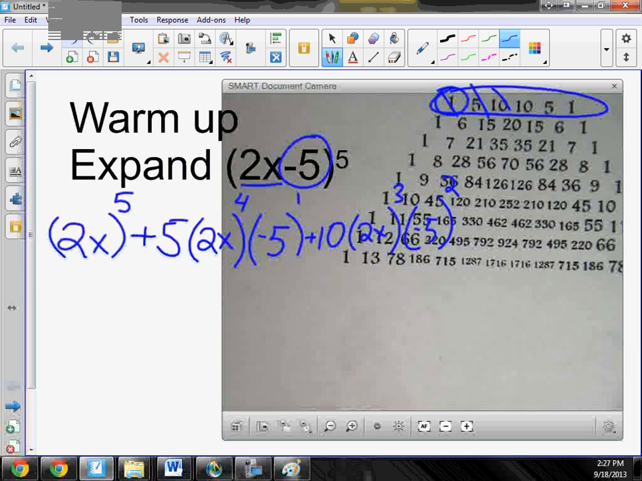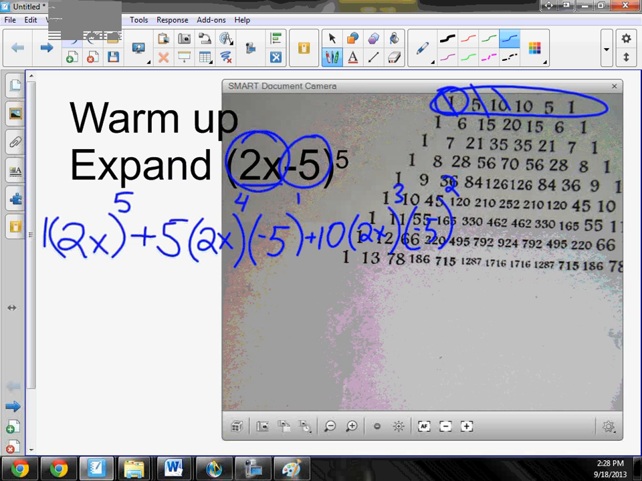So every number has 3 parts. The first part comes from the triangle. So the 1, the 5, and the 10 came from the triangle. Okay? The second part is the first term. So 2x, 2x, 2x. And then you start with 2x to the 5th power, and you just work your way down. 2x to the 5th, 2x to the 4th, and 2x to the 3rd. Okay? And then the last term, you start with none of them, and you work your way up. No -5s, -5 to the first, -5 to the second.